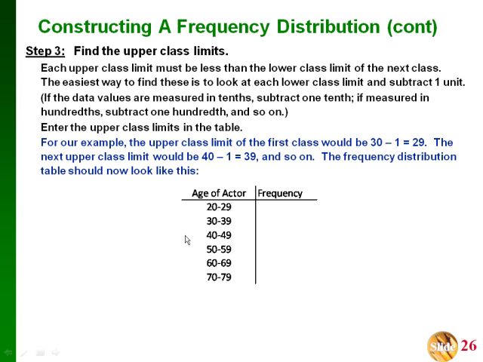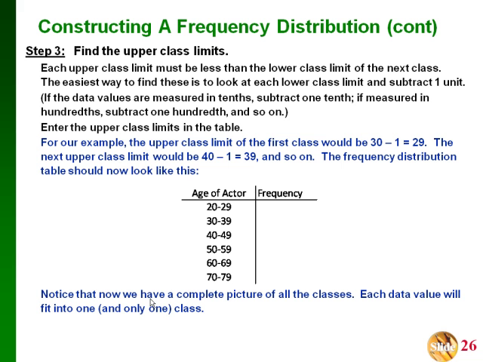Okay, so again, our lower class limit for the second class is 30, that means our upper class limit here is 1 less than that, so that would be 29. And notice when you get all these upper class limits done, they all differ by 10 also. Okay, so now we've got enough classes here that we can fit each one of the data values into one of these classes. There's no data value that will be left out, and each data value will only be able to fit into one of these classes.